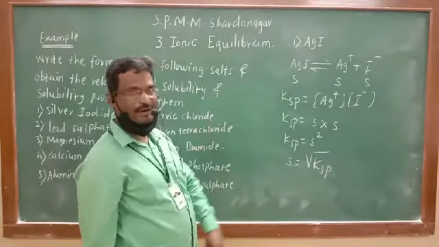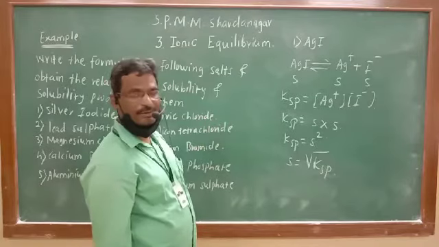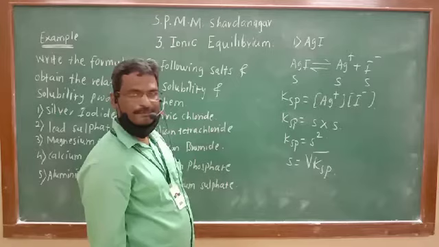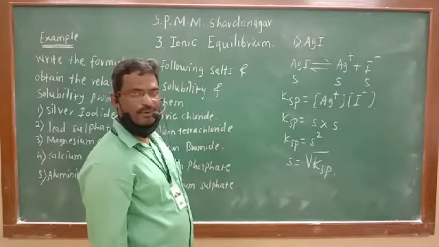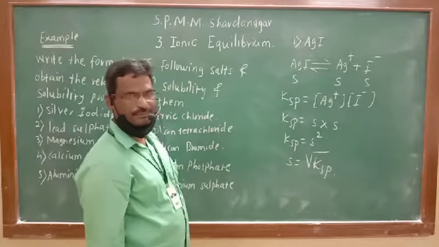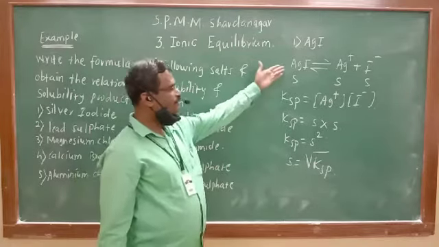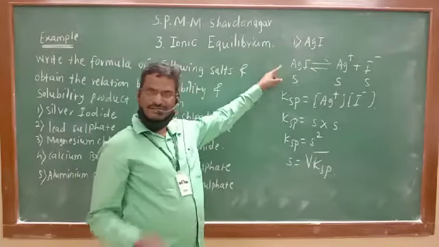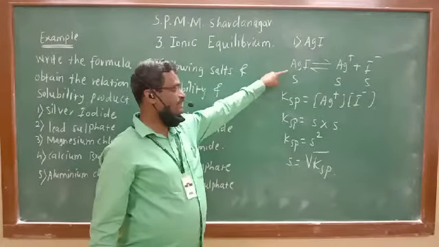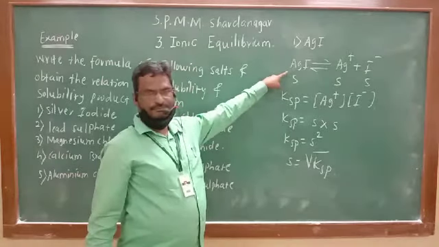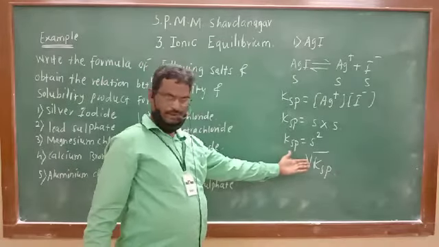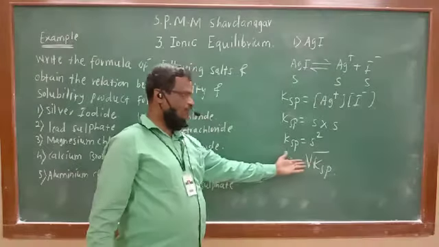So 5 types of salts we have seen: BA type, BA2 type, BA3 type, BA4 type, and B2A3 type, or B3A2 type. Which type of salt is this? This is the first type of salt. This is a BA type of salt, having the relation between solubility and solubility product: S is equal to square root of Ksp.